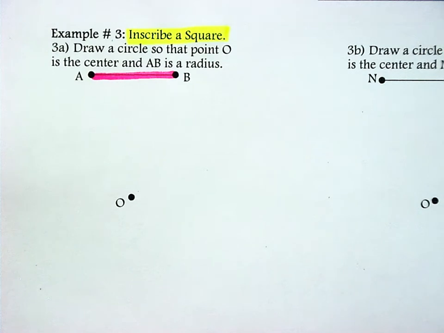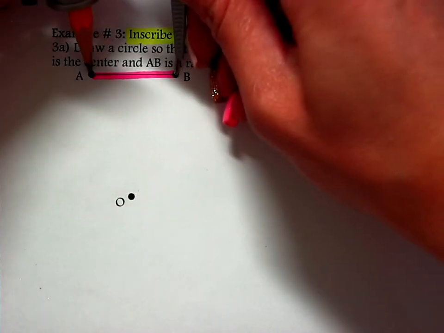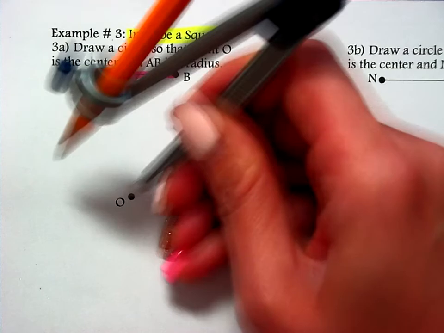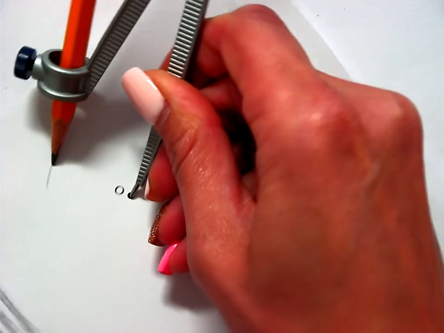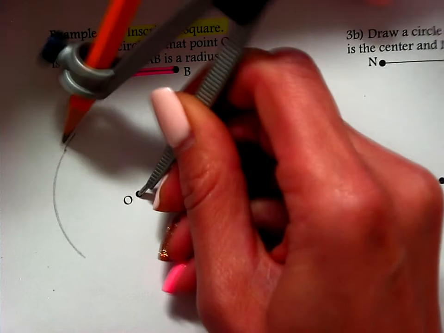To inscribe a square, you need to first create a circle. So we're going to use a given radius, sharp on B, pencil on A. This is our radius, and we're going to utilize that to construct a circle. However, if it's not given to you, you can create your own circle like that.